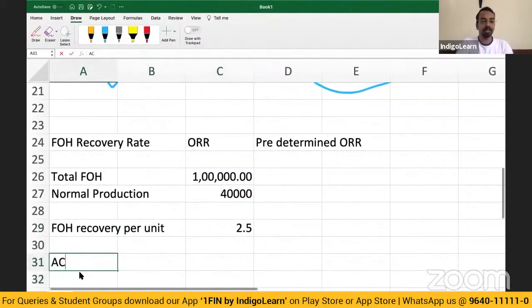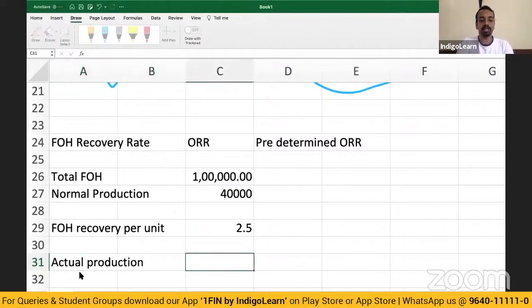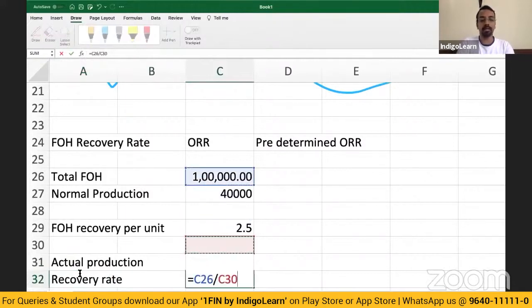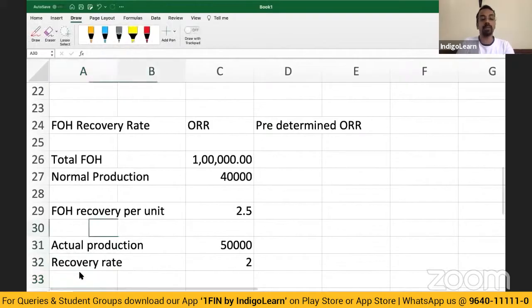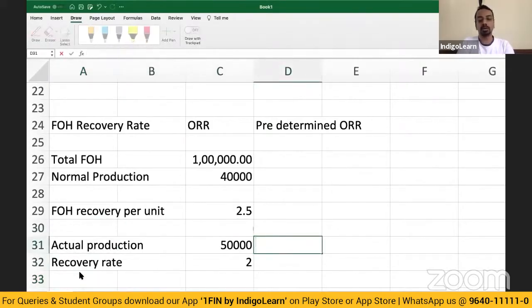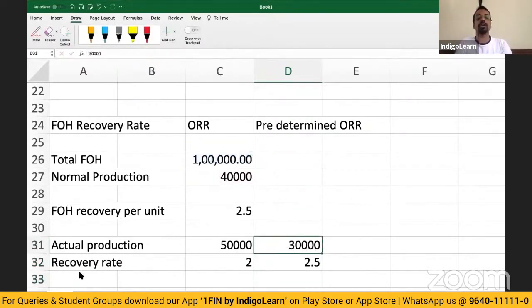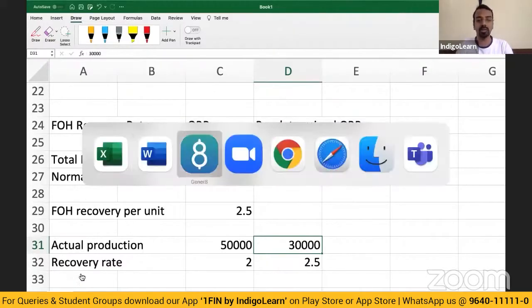But let us say actual production is 50,000. Then your recovery rate will be 1 lakh divided by 50,000, which is 2. But if actual production is 30,000, then in that case you will not increase the fixed overhead recovery rate. You will take 1 lakh divided by 40,000. So if actual production is less than the normal production, you will use the normal fixed overhead recovery rate. Whereas if actual production is more than normal production, you will use the actual rate.